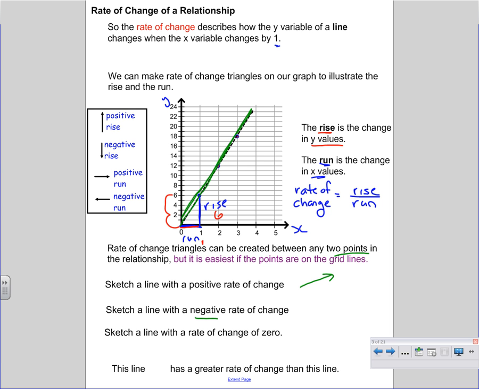So the steepness here doesn't matter. We could have one that was very steep going down to the right, or we could have something that's not really that steep going down to the right. But either way, we have a negative rate of change. Lastly, we want a rate of change of 0. This is like where the guy is stopped. So we just want a horizontal line. Let's see if I can sketch one here.